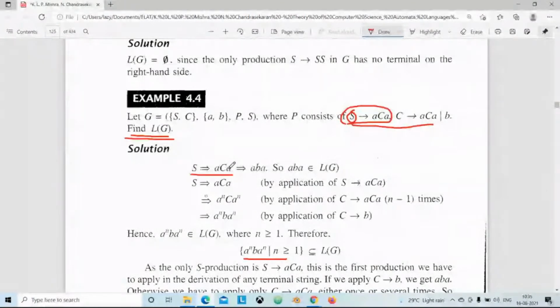If you apply S implies aCa, then the only thing we can do is replace this capital C. So what options do we have? Either we can choose this one, aCa, or b.